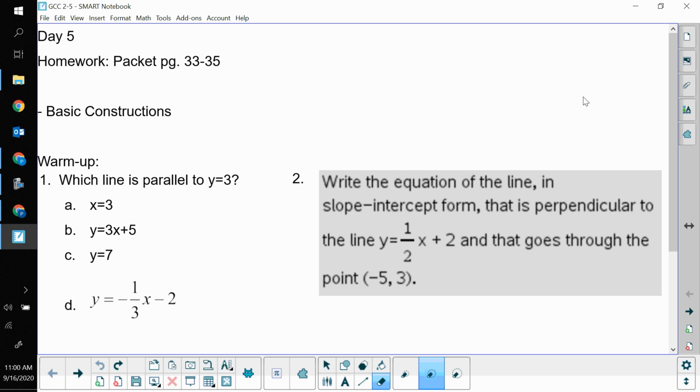All right, welcome to day 5. You got packet page 33 to 35 for homework, which you'll upload directly to Schoology as a single PDF.